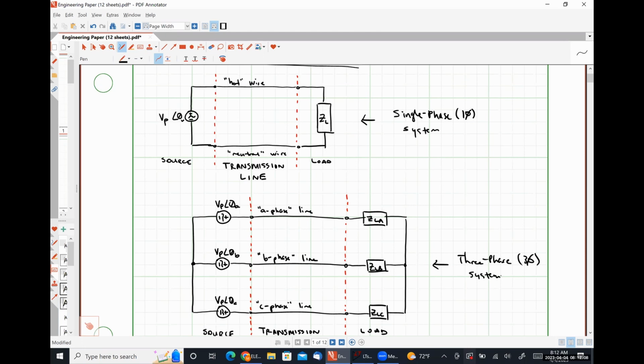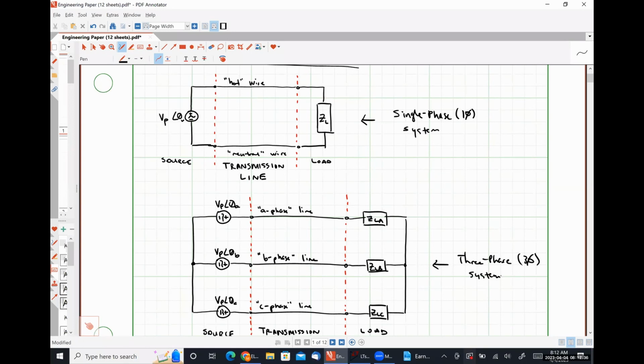So in our single phase system, we have voltage source VP that is supplying power to some load ZL, right? And it takes two wires to do it. We have a hot wire and a neutral wire, okay? So there's some fixed amount of power that's being supplied, and it's taking two wires to transmit that power from the source to the load.